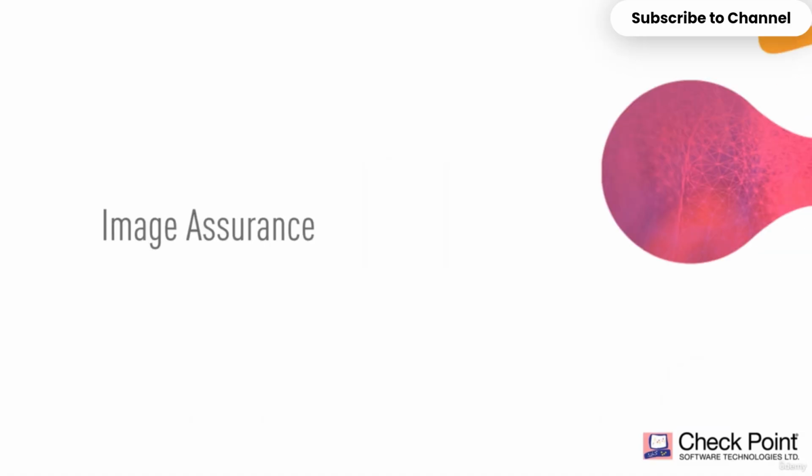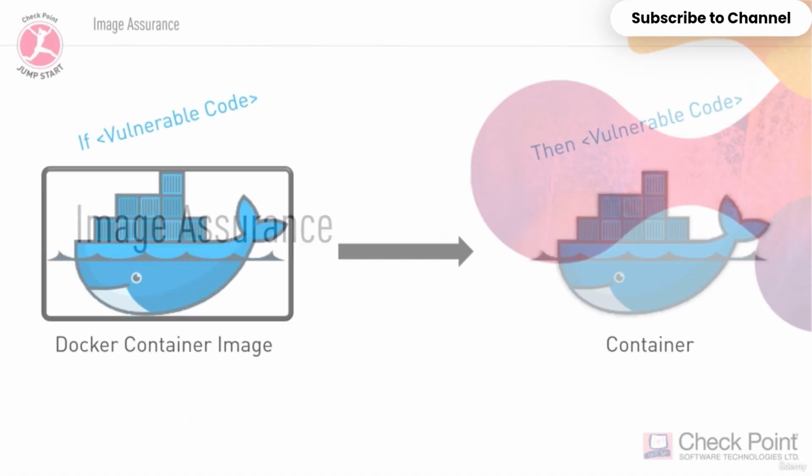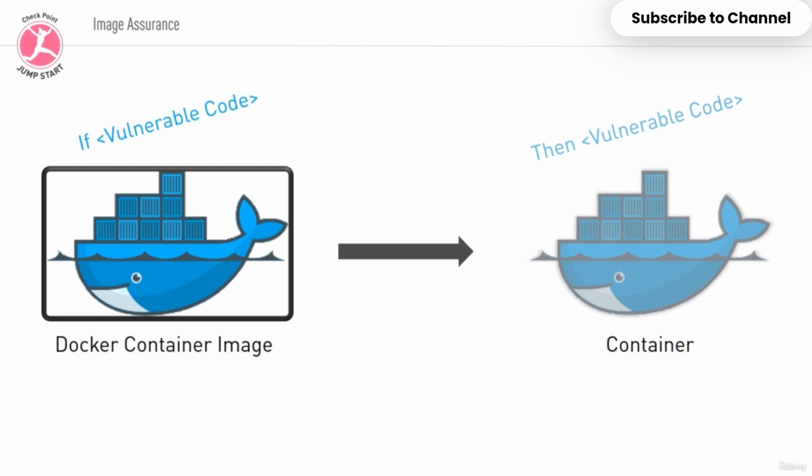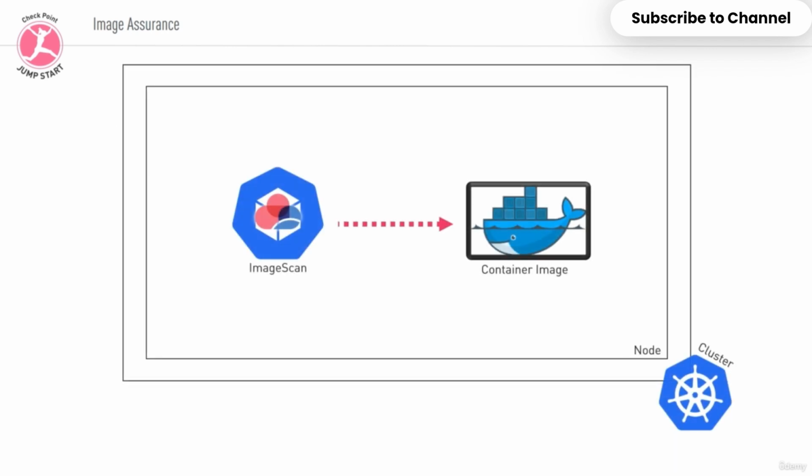So we talked about runtime protection for containers, but what about the images they are based on? CloudGuard Image Assurance analyzes Kubernetes images in runtime to make sure they are free of known vulnerabilities and compromised repositories. The image assurance agents continuously check the cluster for all deployed images.